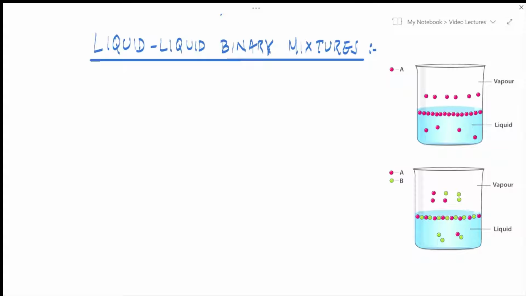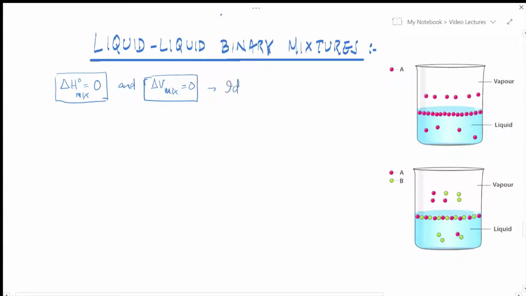But for the first part of our discussion, we'll limit our discussion to scenarios where there is no change in enthalpy. That is, delta H mixing is taken as zero, and also the volume change because of the mixing process is taken as zero. Such solutions are called ideal solutions.